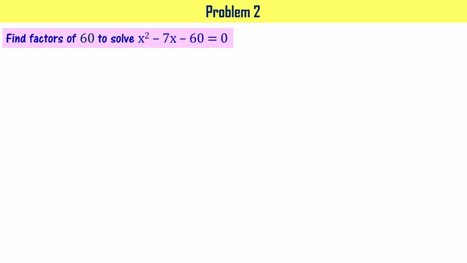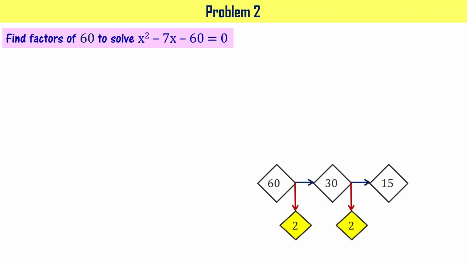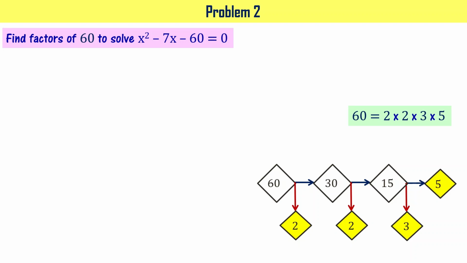To do that, let's find factors of 60 first. I'm using again the prime factorization method. 60 can now be written as 2 times 30. 30 can be written as 2 times 15. And 15 can be written as 3 times 5, right? So 60 now can be written as 2 times 2 times 3 times 5. Let's group them such that 60 can be written as 12 times 5, right? It means minus 60 equal to 5 times minus 12, and their sum is minus 7. It is meeting our requirements, right?